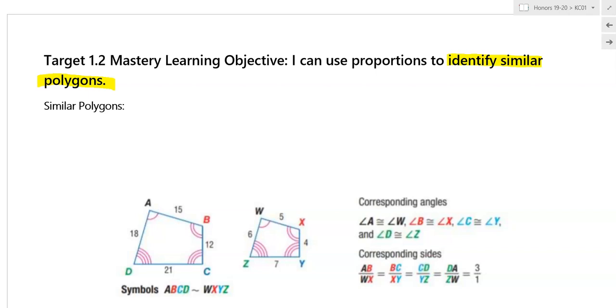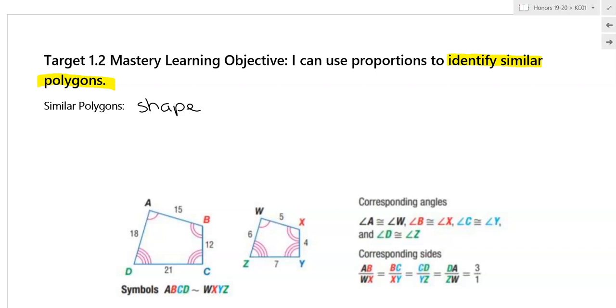So, what are similar polygons? Similar polygons are shapes, really. A polygon is just a shape with some number of sides. So like a triangle is a specific polygon with 3 sides. An octagon is a specific shape with 8 sides. So poly just means many.